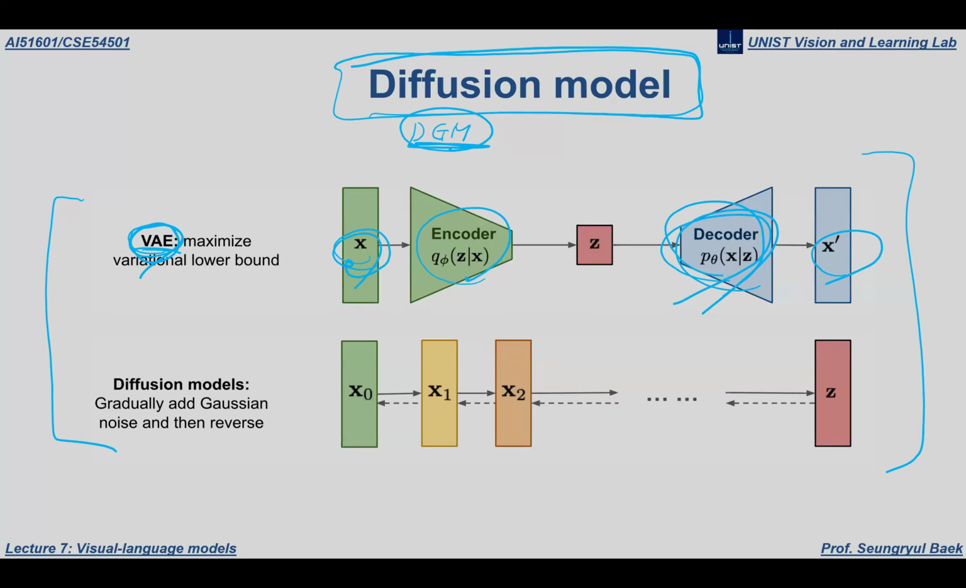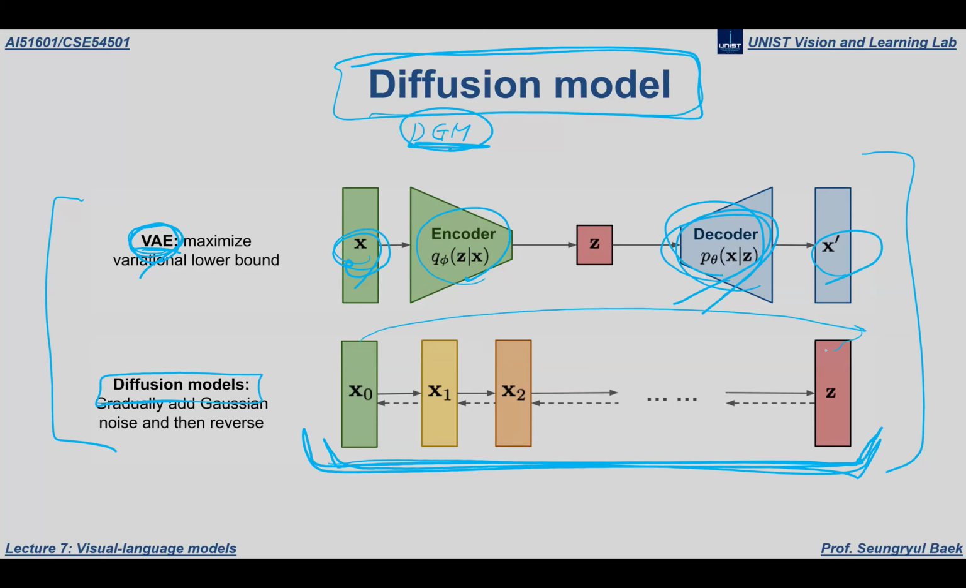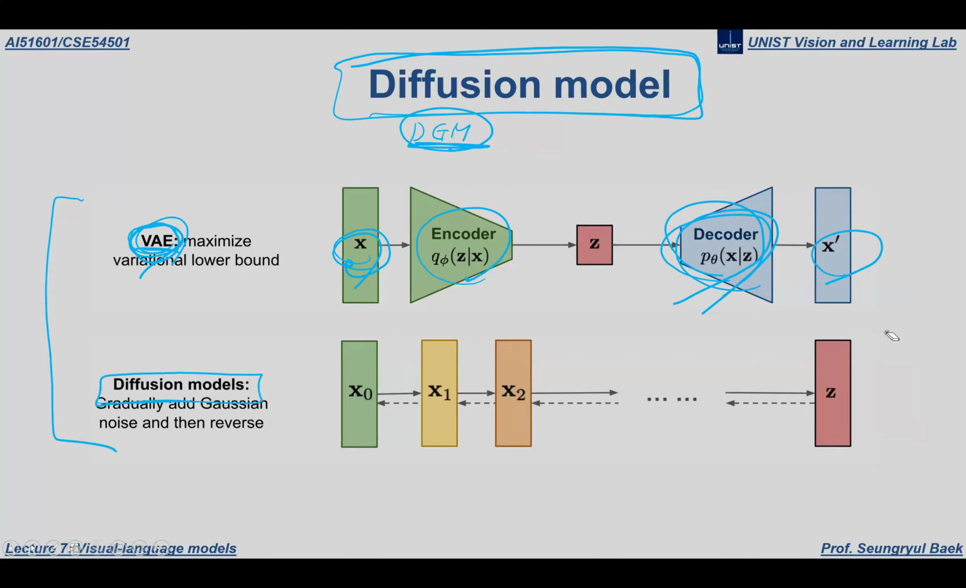But the diffusion has a very similar concept to the VAE, in the sense that it first generates some feature, and then makes the original images after that. In that concept it is very similar to the VAE. But the detailed process becomes slightly different. What they do is apply some noise.